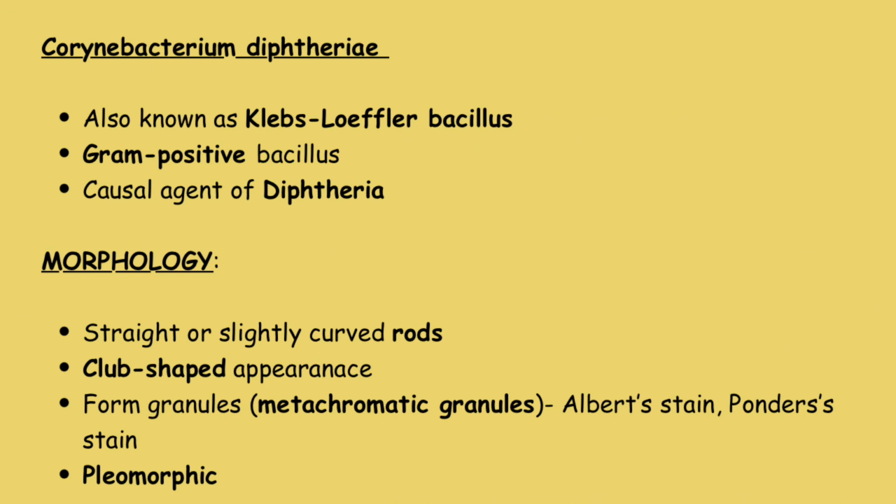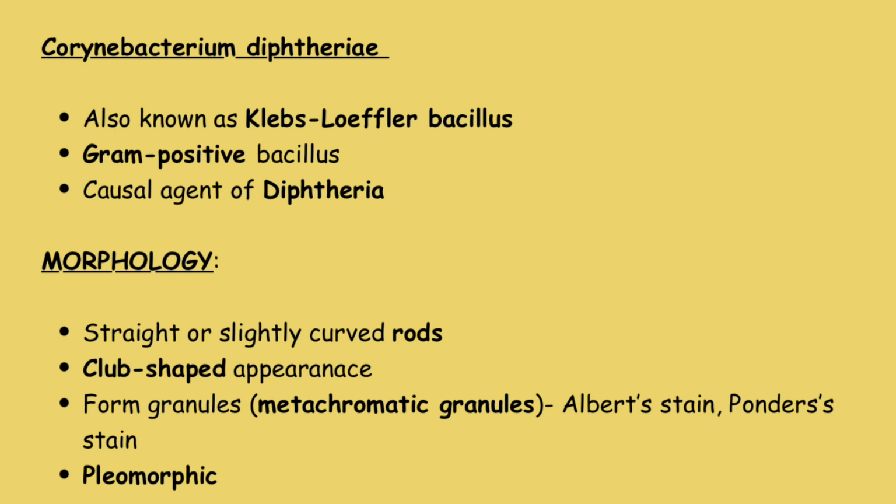by Loeffler in 1884. It is a gram-positive bacillus, meaning it retains crystal violet stain during the gram staining procedure. It appears as purple or violet colored rods under the microscope. It is the causal agent of diphtheria. Diphtheria is a major cause of illness and death among children, but now it has become a rare disease after the administration of vaccination.